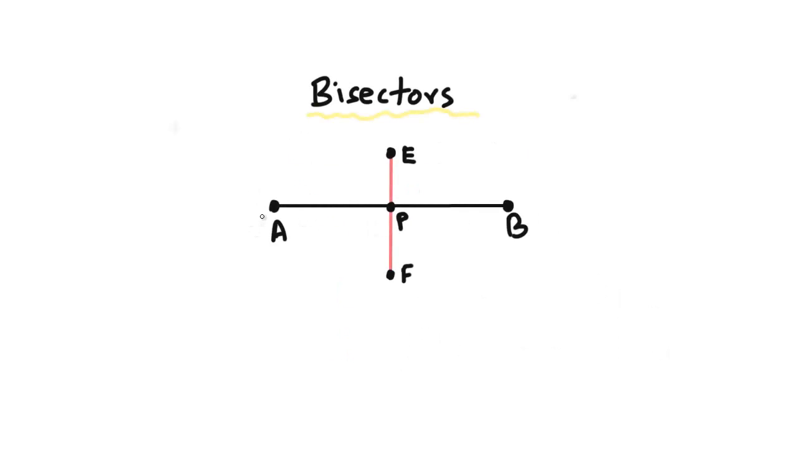Now let's take a look at the definition of bisectors. If you look at this diagram, we have segment AB, and we can write it like this: AB, with the segment symbol right above it. And we have another segment EF, and EF cuts segment AB in half at point P. We can write out segment EF like this. Since segment EF cuts segment AB in half, segment EF is called a bisector.